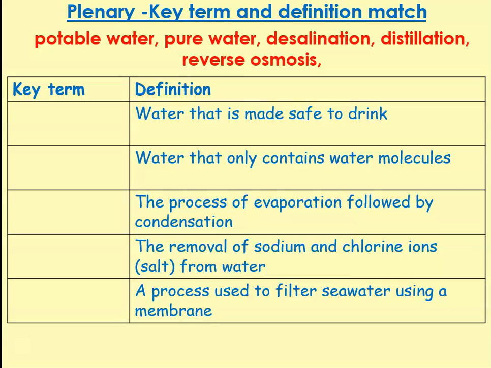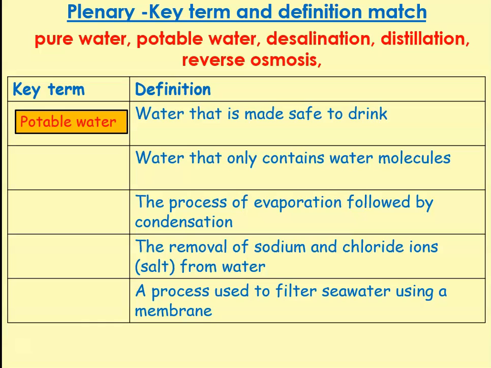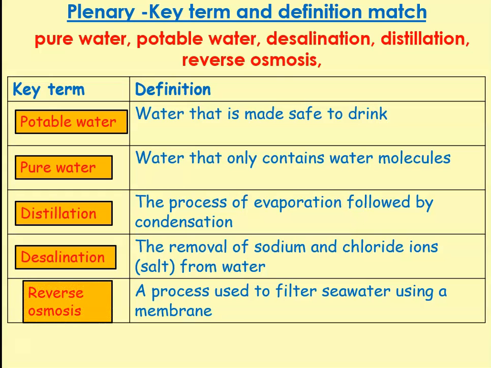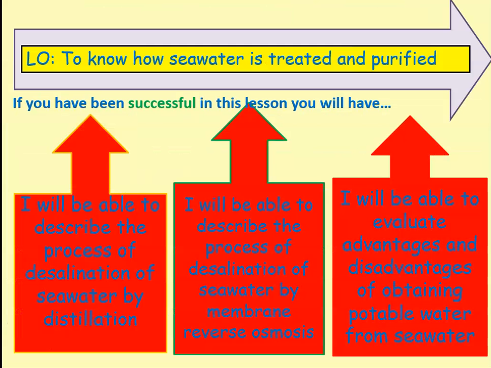Okay, so water that's made safe to drink is potable water. Water that contains only water molecules is pure water. I gave that away. The process of evaporation followed by condensation is distillation. The removal of sodium and chloride ions from water, that's desalination. And the process used to filter seawater using a membrane, that's reverse osmosis.